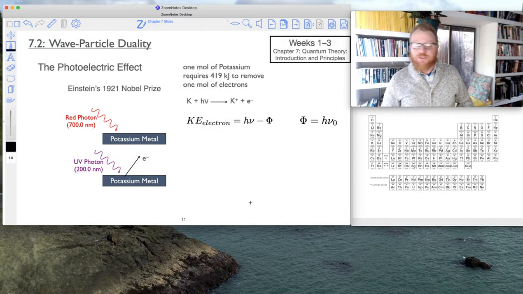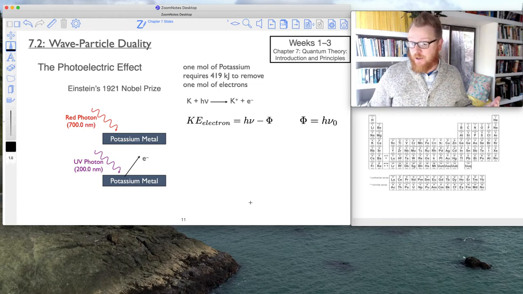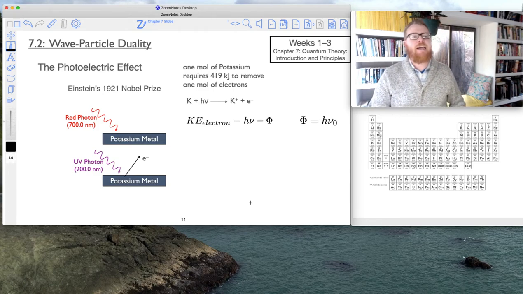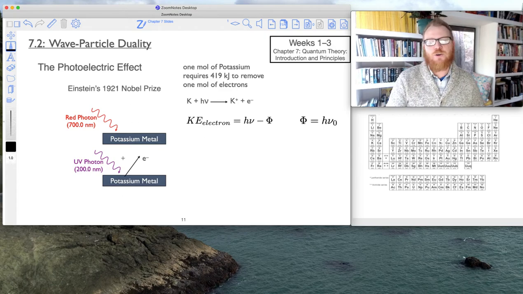Okay, and so a first demonstration of that is in the photoelectric effect given by none other than Einstein himself. This is the 1921 Nobel Prize, and the way this photoelectric effect works, I'll give you two situations.